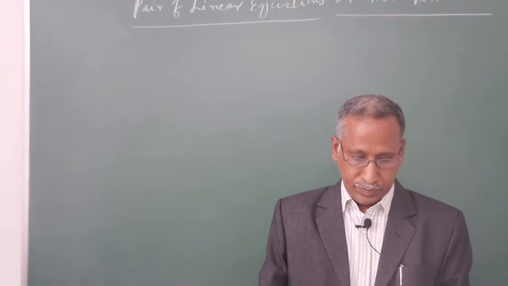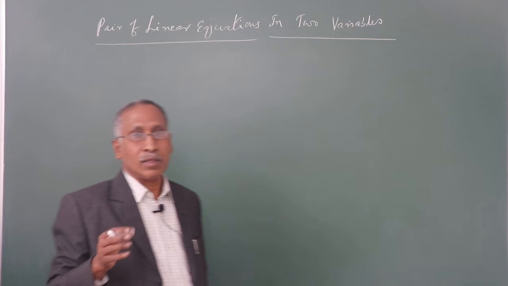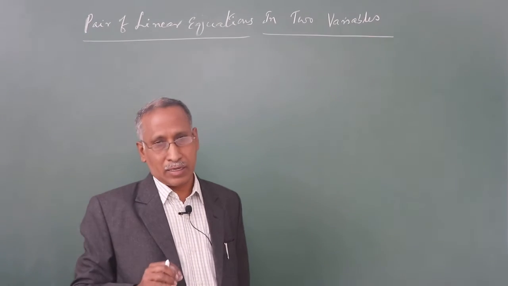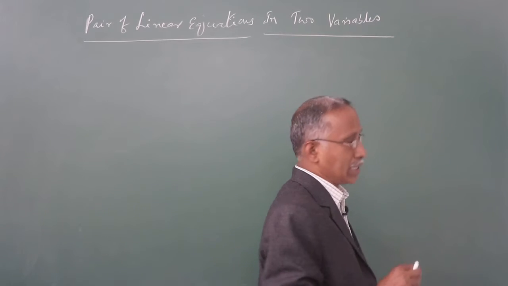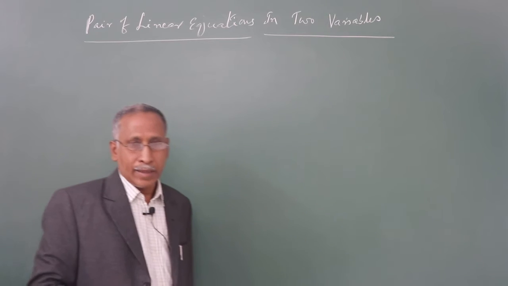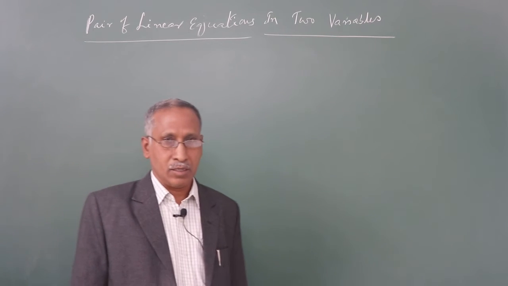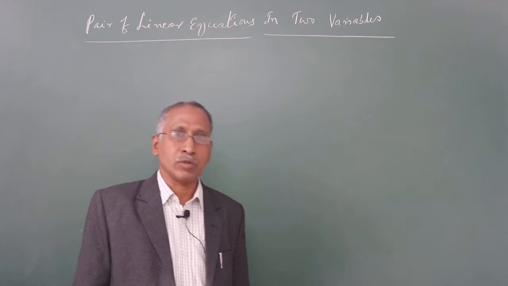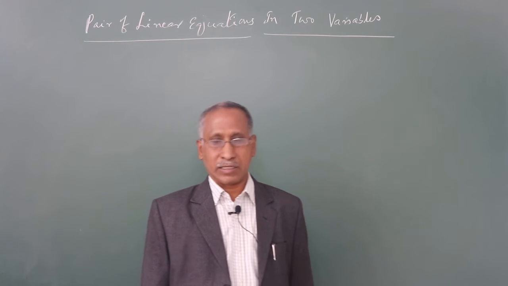Let us take up today one more chapter, that is pair of linear equations in two variables. You know very well that in any linear equation, the variable occurs only in the first degree. In any equation, if two variables occur in the first degree, they are called simultaneous linear equations. Today, we are going to solve those pair of linear equations in many methods.